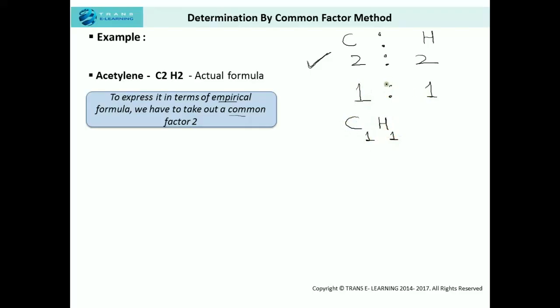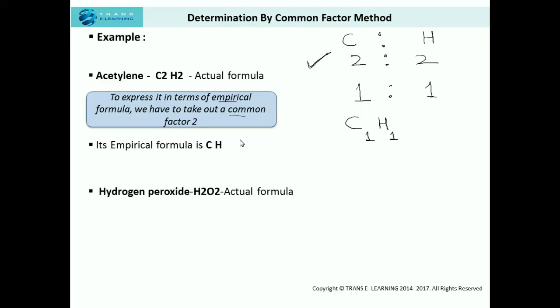This represents the simplest whole number ratio. We cannot have a simpler ratio than this. So 1:1 represents the simplest whole number ratio. So the formula that we get, that is CH, represents the empirical formula of acetylene.